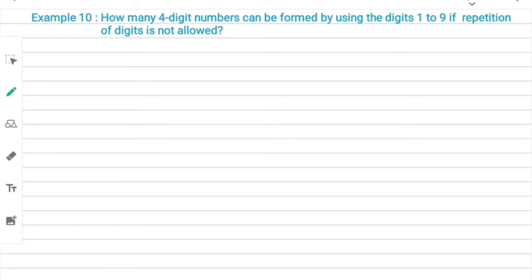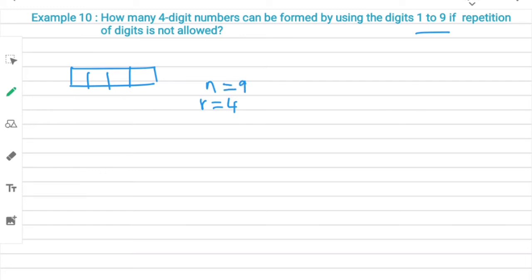Next, example 10. How many 4 digit numbers can be formed by using the digits 1 to 9 if repetition of the digit is not allowed? Here we are going to form a 4 digit number. That means r is equal to 4. And the digits are given from 1 to 9, that means n is equal to 9.